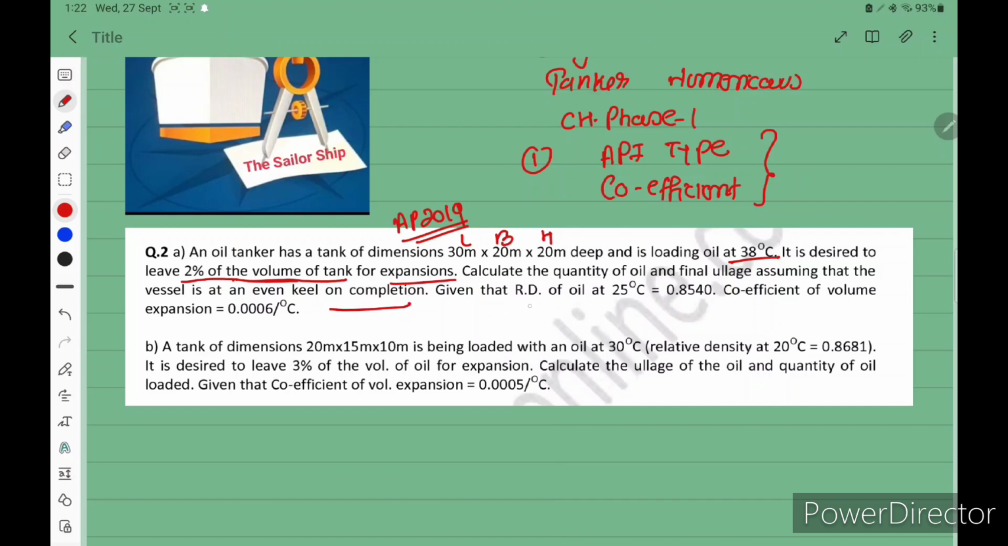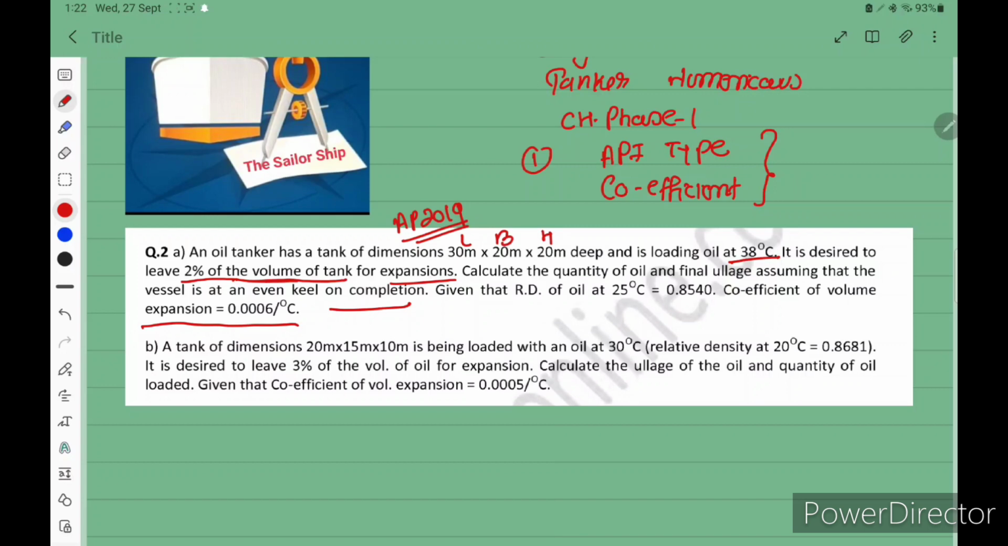Given that the relative density of oil at 25 degrees centigrade is equal to 0.8540, and the coefficient of volume expansion is 0.0006 per degree centigrade. This is part A of the question.